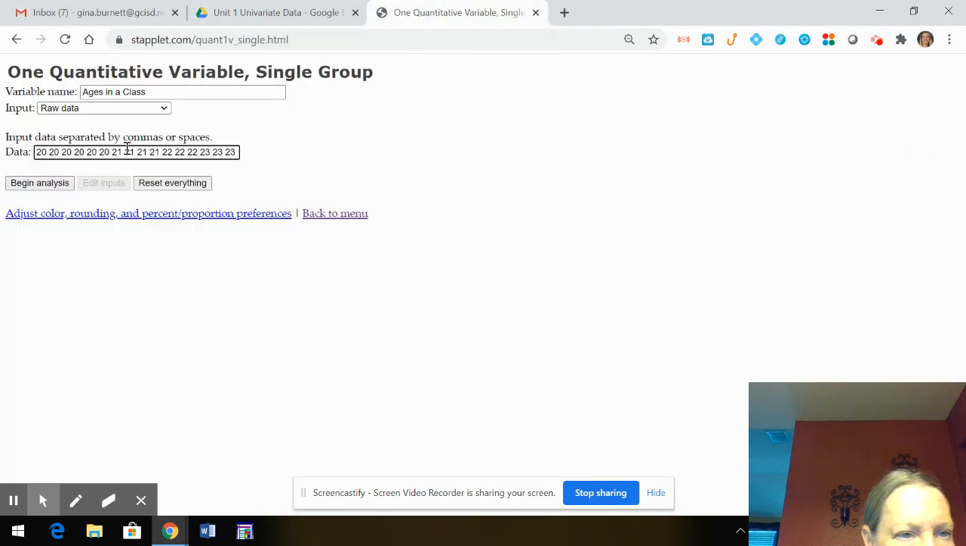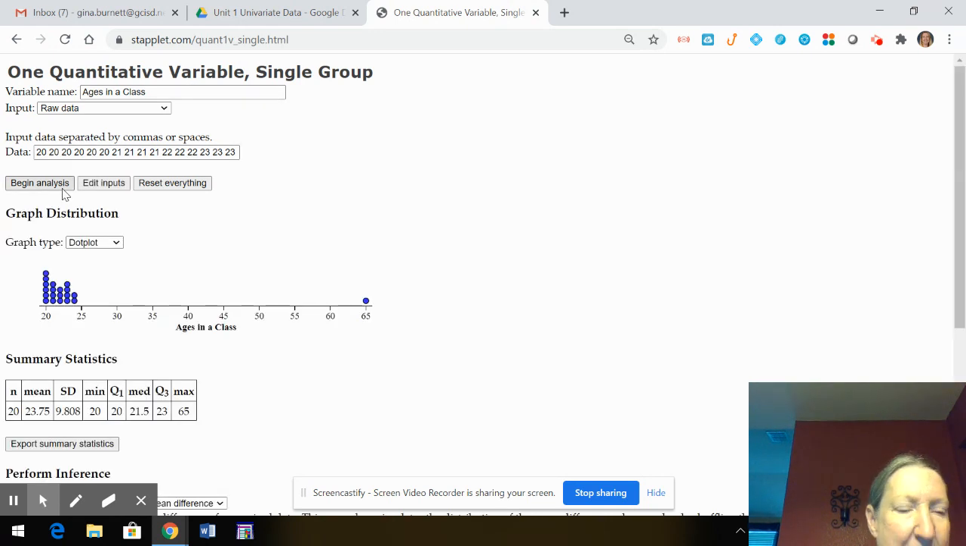So on Stapplet, here's my data. I have one quantitative variable, a single group. I typed in age in class. I assume this is the ages of people in a college class, and I typed in the data. I hit begin analysis. We can start out with any graph we want because we're going to look at shape a little bit, but the question doesn't focus on the graph.